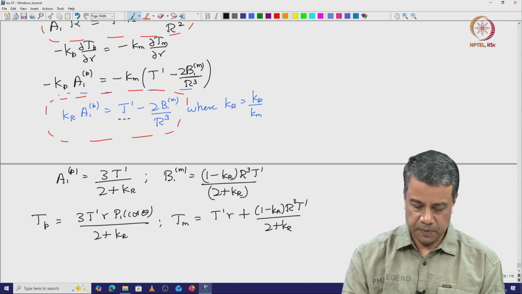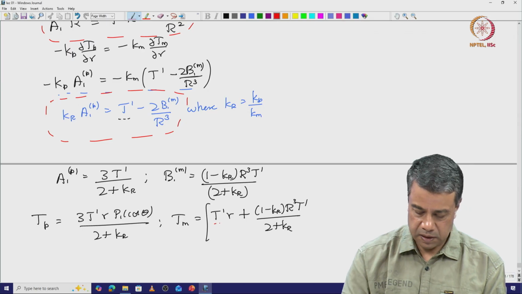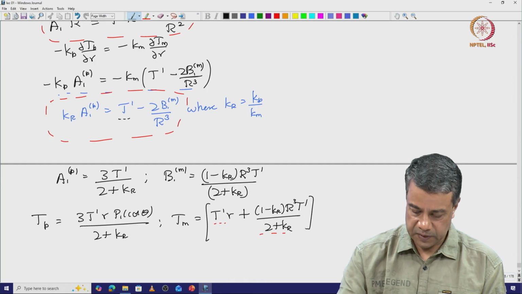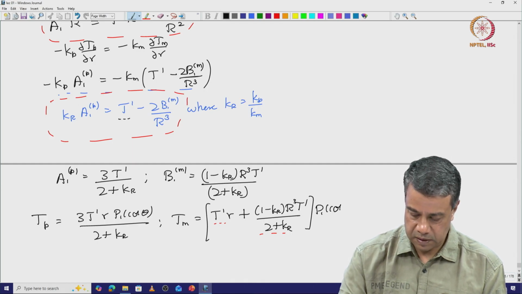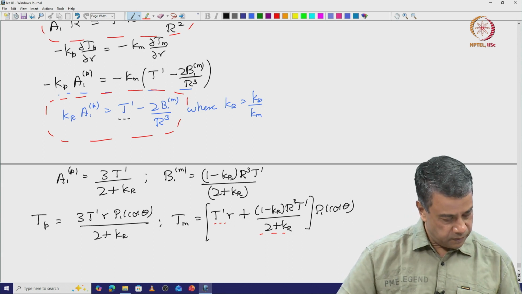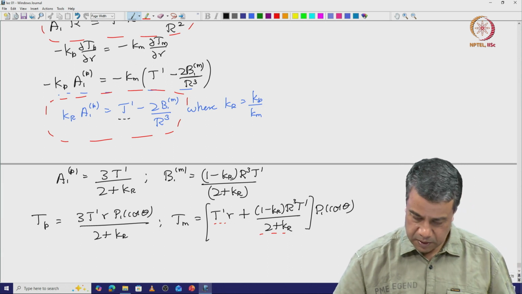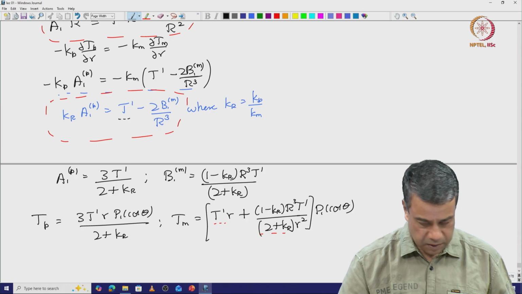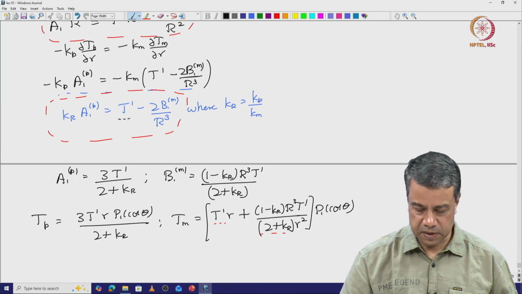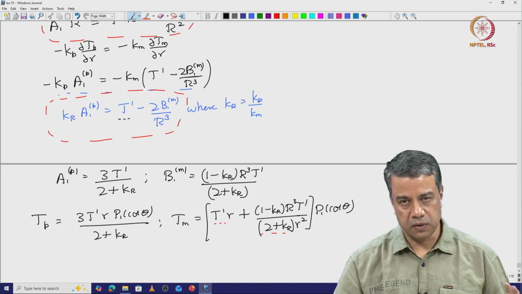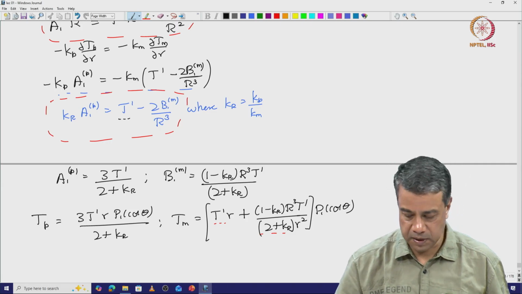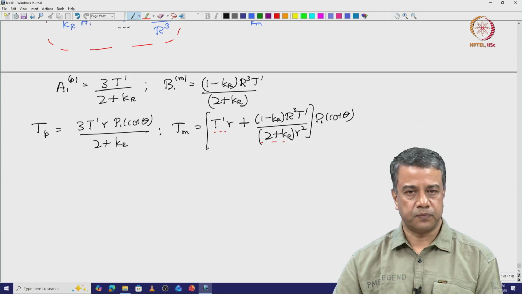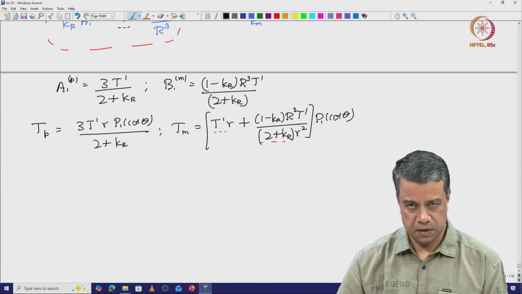This T' r is the temperature as r goes to infinity, and this term is the correction due to the presence of the particle, into P1 of cos theta. There should be a 1 over r square. T' r plus (1 minus K r) cubed T' by 2 plus K r into 1 over r square. The growing harmonic increases proportional to r, the decaying harmonic decreases proportional to 1 over r square. So, these are the two solutions. We can verify consistency.